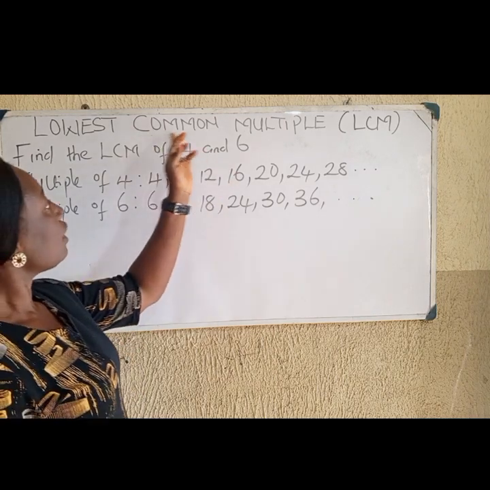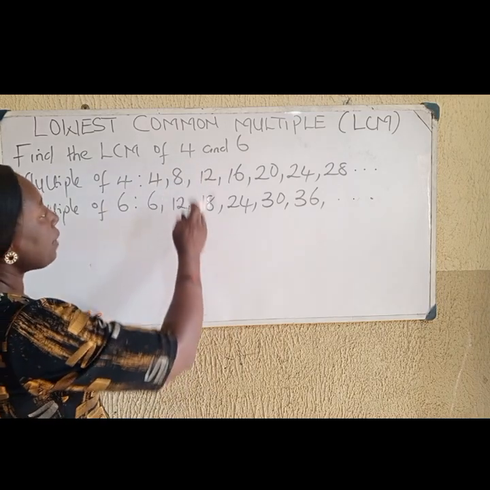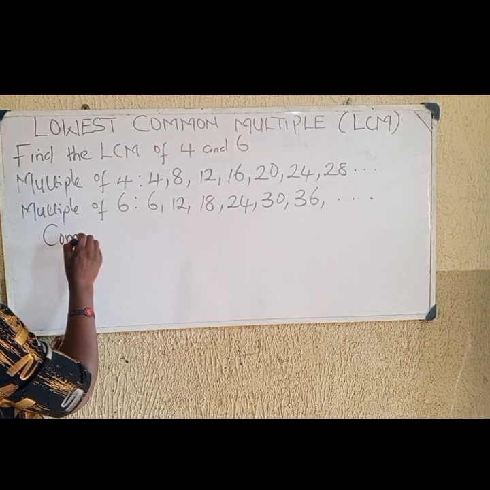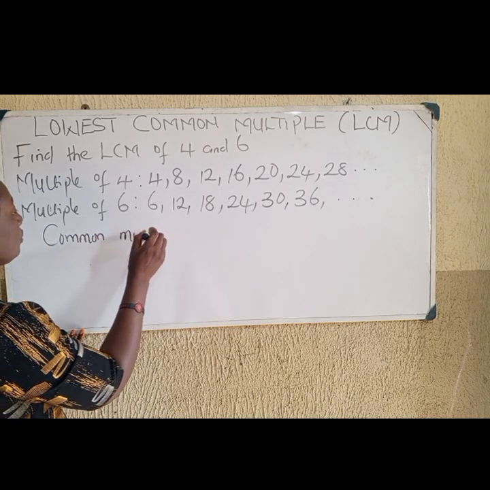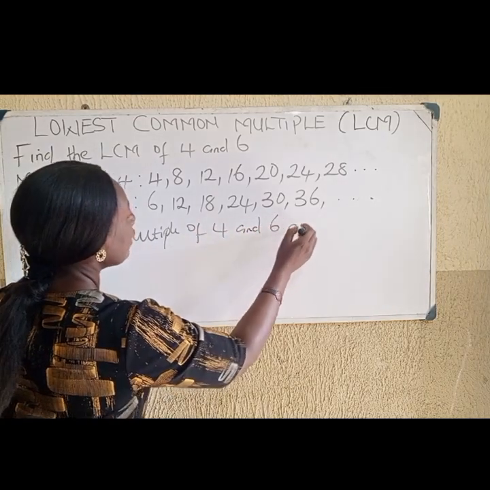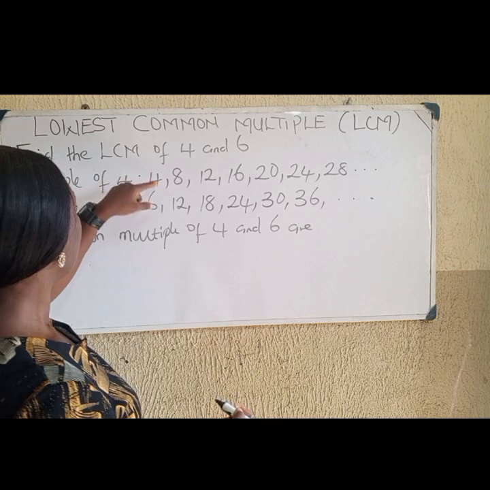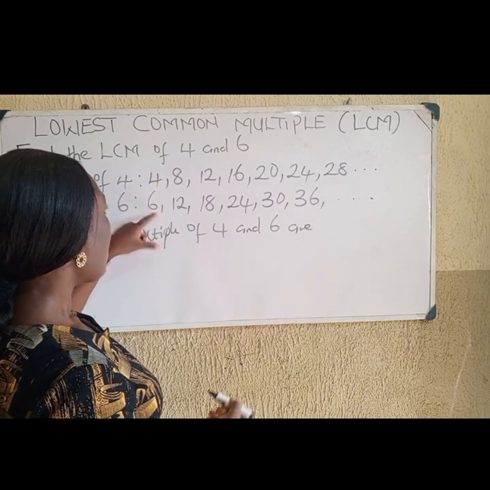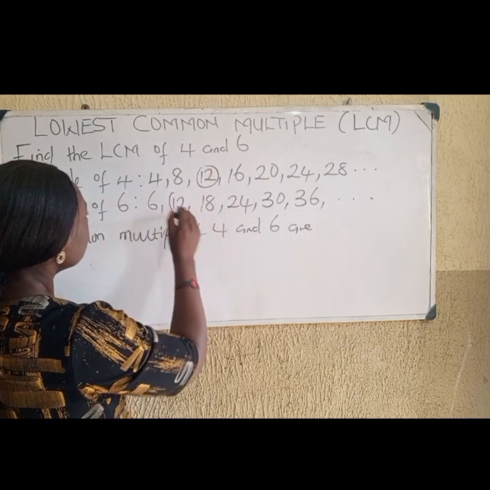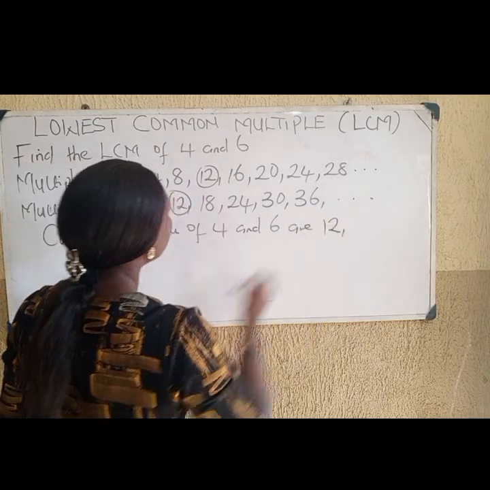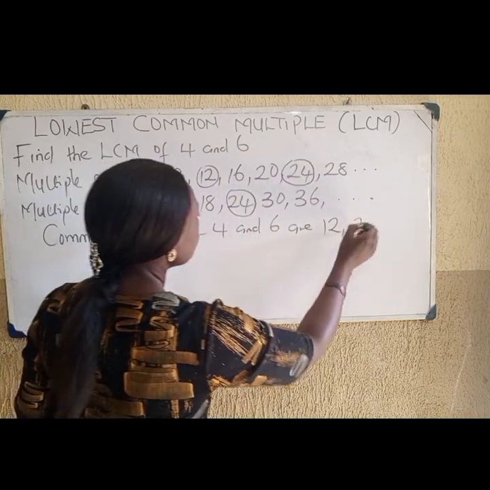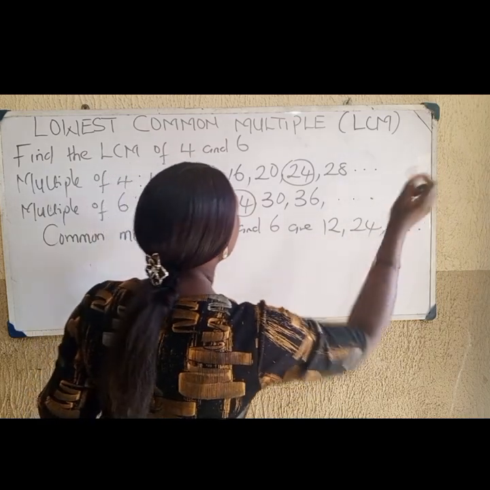So the next thing is to find the common multiples, the numbers which 4 and 6 have in common. Look at the multiples of 4 and the multiples of 6 and pick out the numbers they have in common. In 4 we have 12 and we have 12 also here, so they have 12 in common. Then they have 24 in common, and so on.